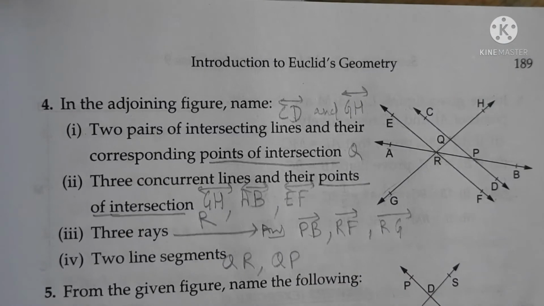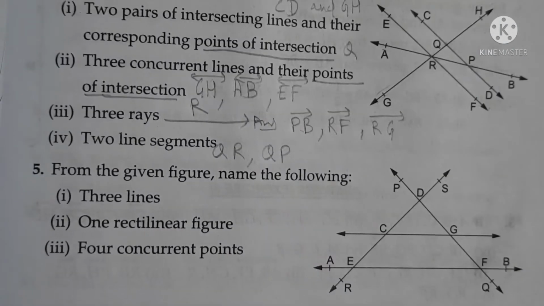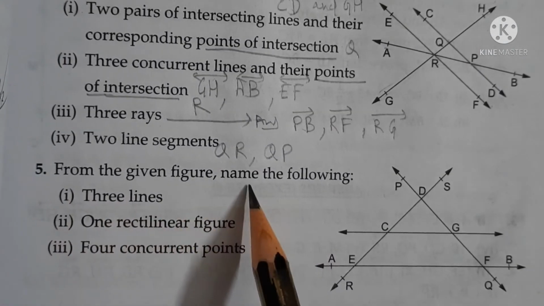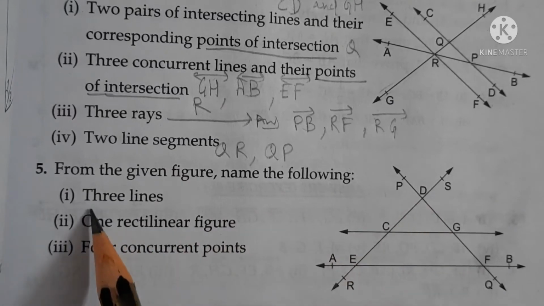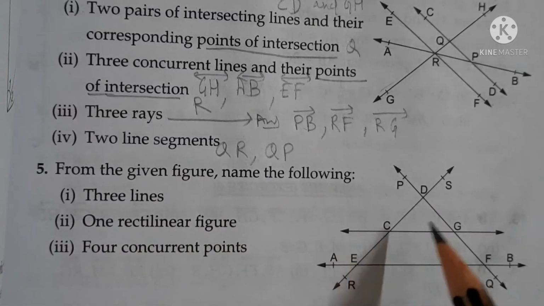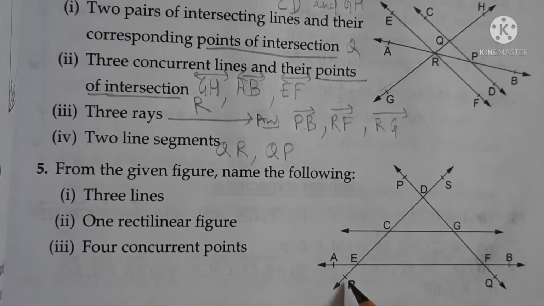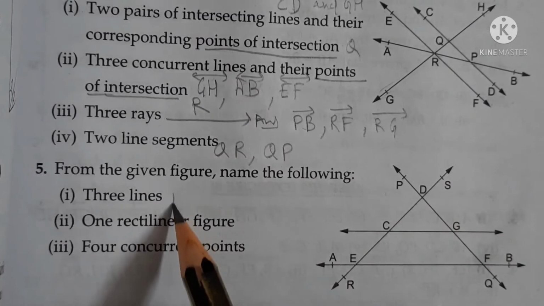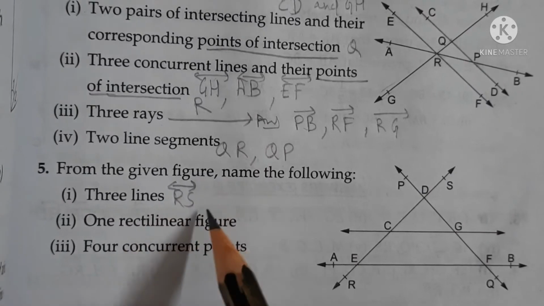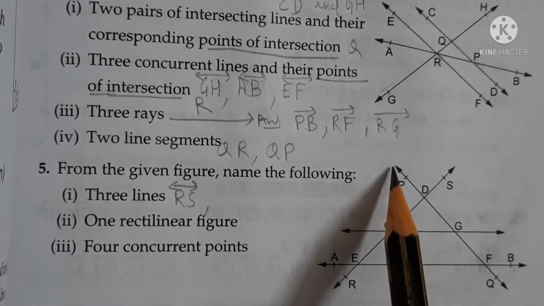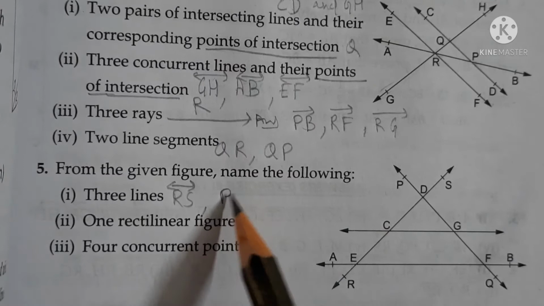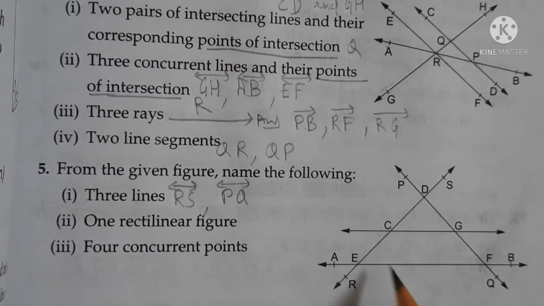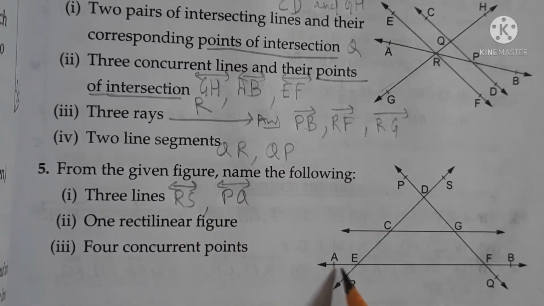Next question, number 5. From the given figure, name the following. First is 3 lines. Lines means which extend endlessly in both directions. So take RS, second is PQ, third is AB.